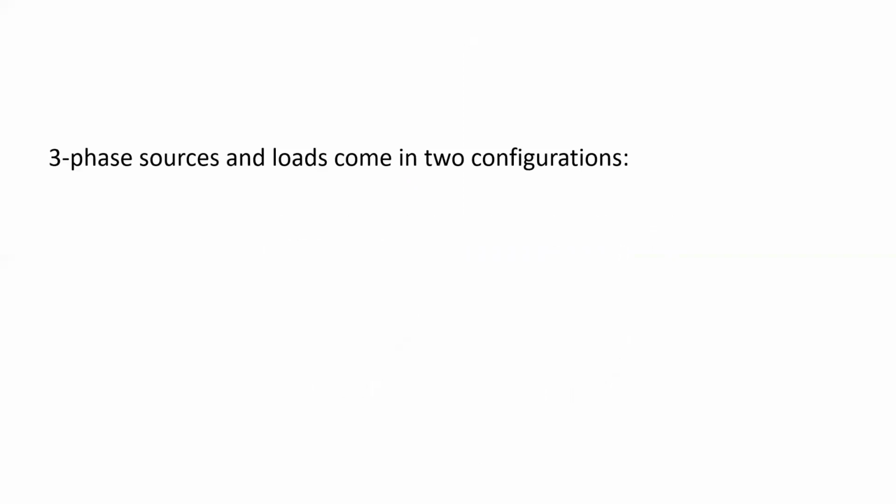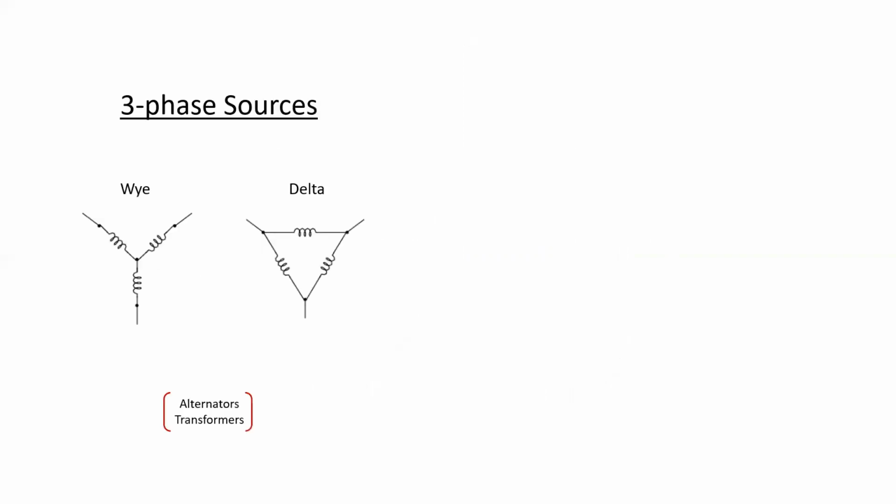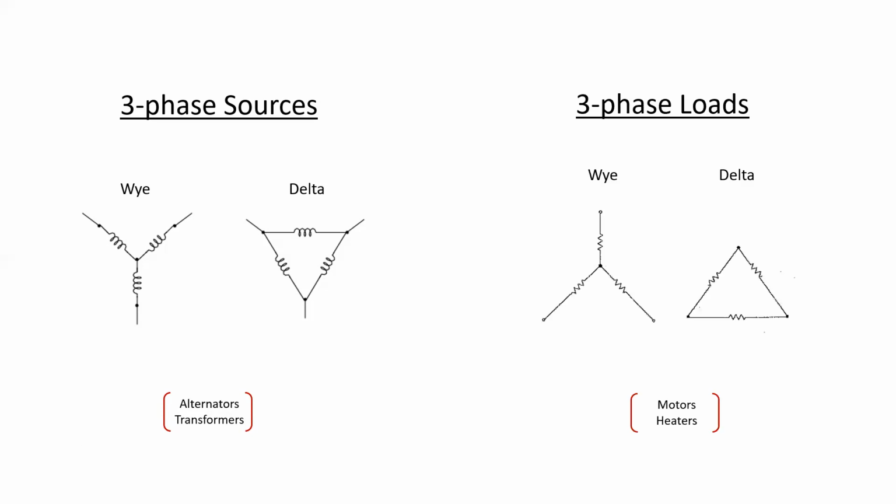Three-phase loads and sources come in two distinct configurations, Y and delta. These two names are based on what they look like visually when we connect them together. We can have three-phase sources that are either Y or delta. Y looking like the letter Y, or sometimes referred to as a star connection. Delta looking like a triangle. Three-phase sources would typically be things like alternators and transformers. On the other hand, we also have three-phase loads. They again come in the same configuration of Y or delta.